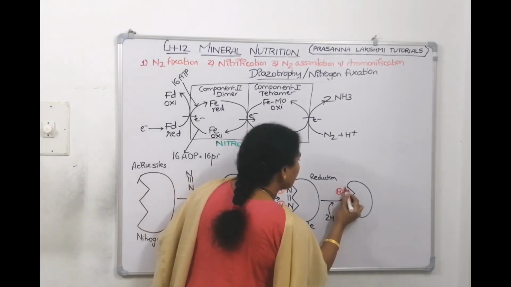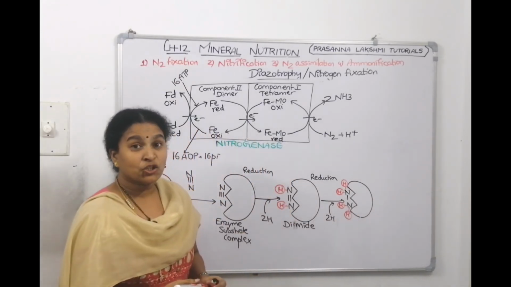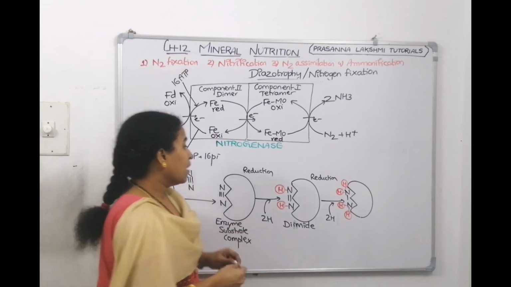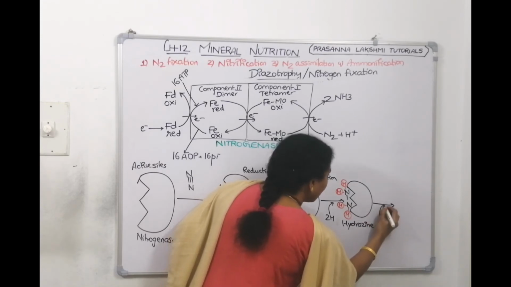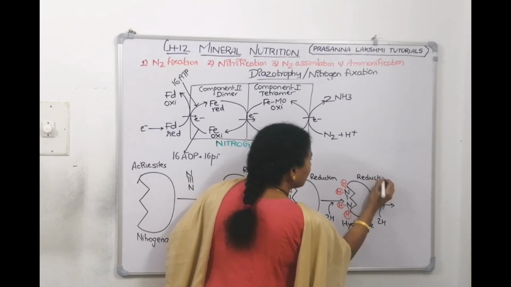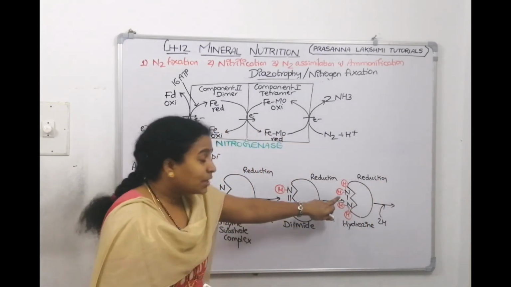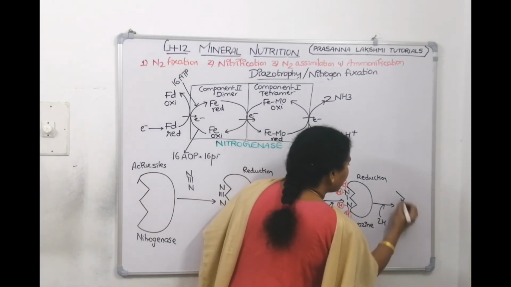One hydrogen is here, another hydrogen is here. So what is this called? NH2, NH2, hydrazine. This is called hydrazine. And children, again 2 more hydrogens means one more reduction. Now this bond also will break. The single bond also will break.